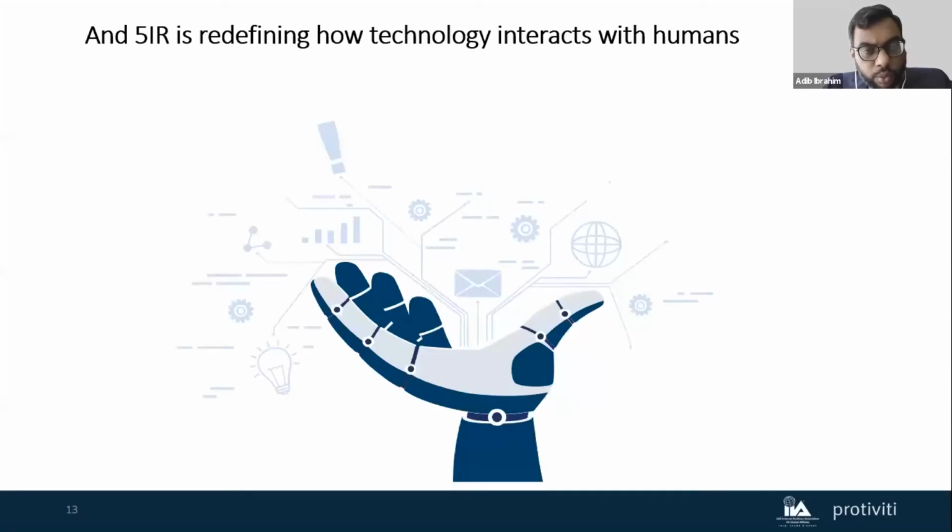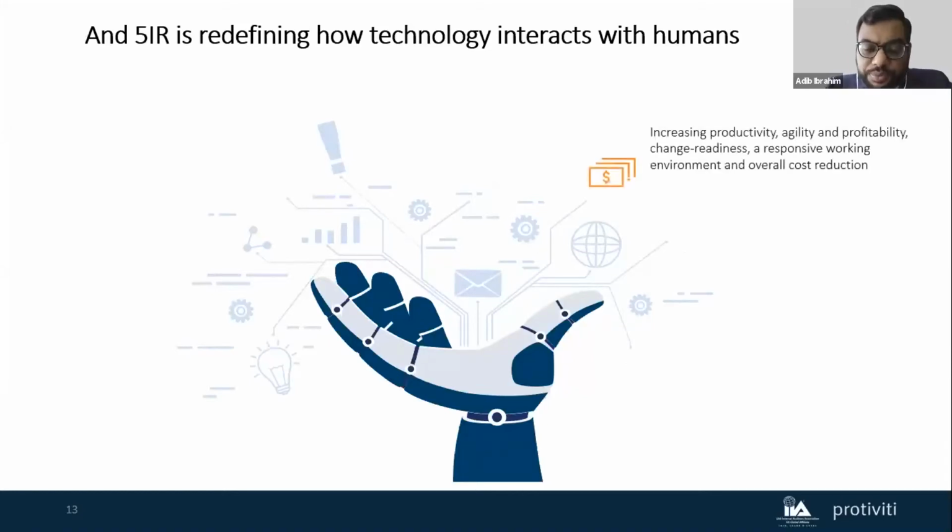And what the fifth industrial revolution is doing is also changing how technology interacts with humans. So today we have increasing productivity, there is agility, there is profitability. All of this is happening at a much more rapid pace than in the fourth industrial revolution. So this is continuing as far as the fifth industrial revolution is concerned. And the overall focus on cost is also improving day by day. But what is also increasing significantly more is the world of mass customization. So we talk about the long tail that helps organizations or helps customers get the most specific requirements to their needs from organizations.